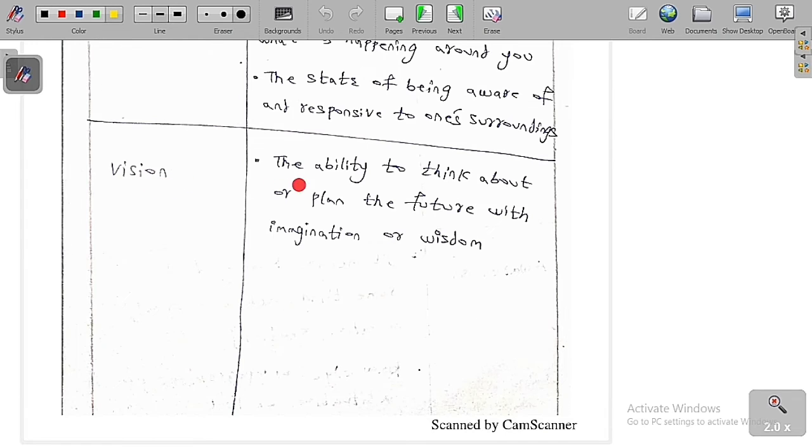Next word, vision. Vision means the ability to think about or plan the future with imagination or wisdom. So vision means you know what you want to become in the future. You are going to plan as per a schedule so that you can reach your dreams. Within five years, what do you want to become? You have some imagination, so you have to make a schedule to reach that dream. That is called a vision. It means you know what to do in the future. The ability to think about or plan the future with imagination or wisdom.